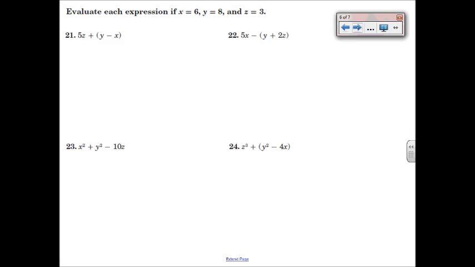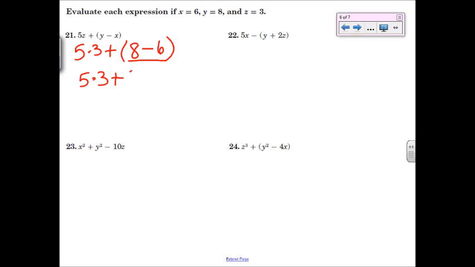Okay, we're still working with x is 6, y is 8, and z is 3. So in number 21, I have 5 times z plus, in parentheses, y minus x. So 5 times z is 3, plus, in parentheses, y is 8, minus x is 6. So, according to Please Excuse My Dear Aunt Sally, I have parentheses first, which is 8 minus 6. So 8 minus 6 is 2.